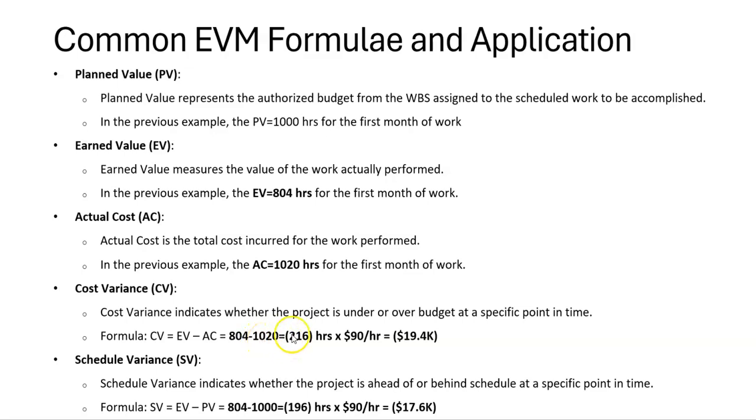So in accounting terms, with parentheses being negative, we are minus 216 hours cost variance. And at the $90 per hour that we showed in lesson 1, that equals 19.4K negative cost variance, which obviously is not good already in your first month in the $1 million budget.